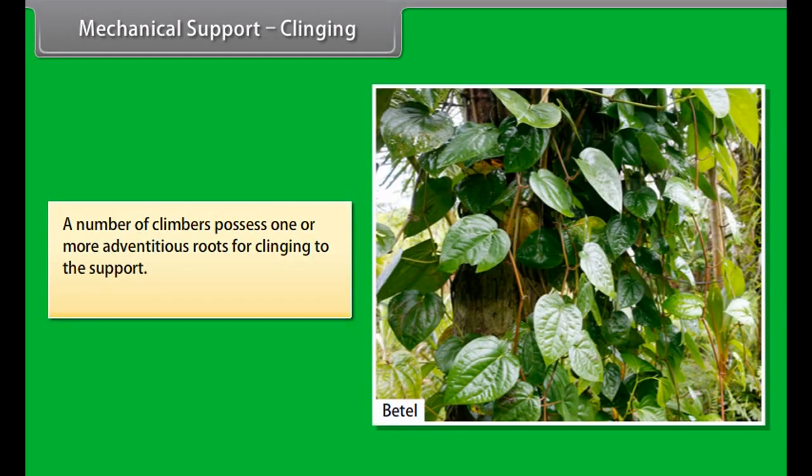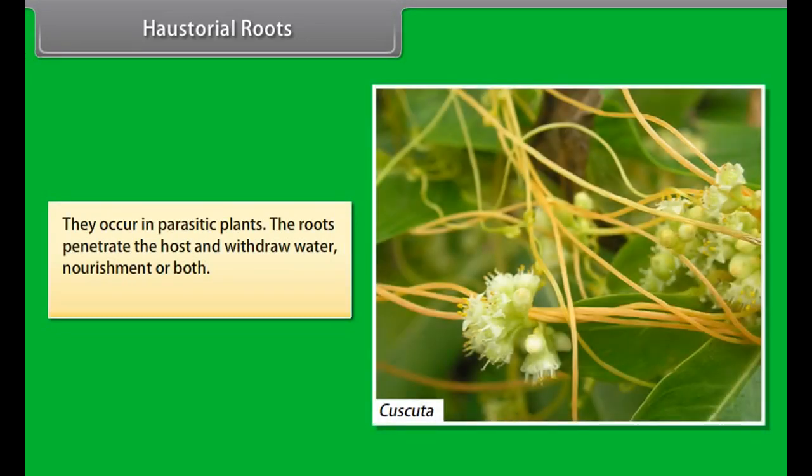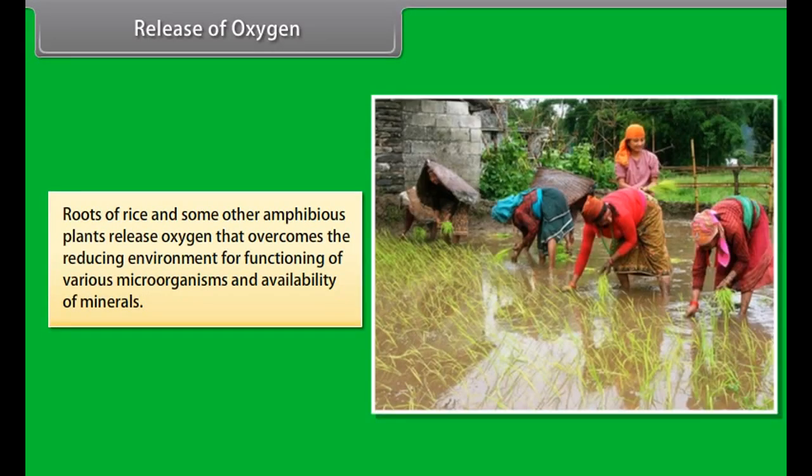Mechanical support, clinging. A number of climbers possess one or more adventitious roots for clinging to the support. Examples: betel, tecoma, ivy. Haustorial roots. They occur in parasitic plants. The roots penetrate the host and withdraw water, nourishment, or both. Examples: Cuscuta, Viscum. Release of oxygen. Roots of rice and some other amphibious plants release oxygen that overcomes the reducing environment for functioning of various microorganisms and availability of minerals. Photosynthesis by roots.